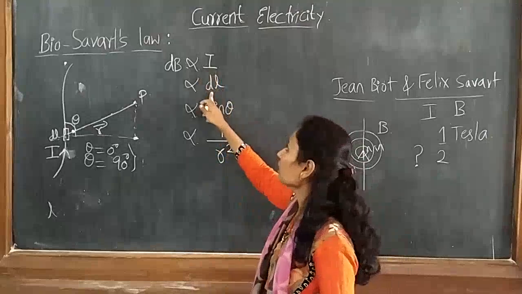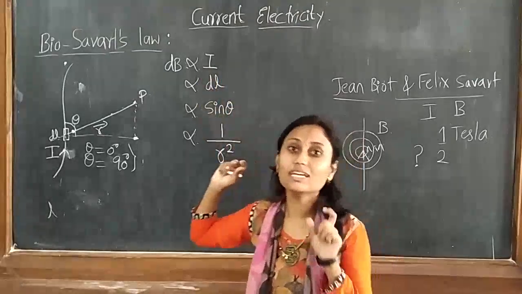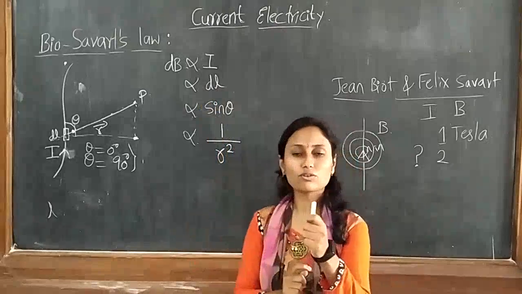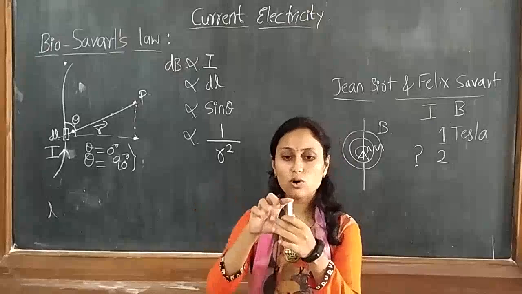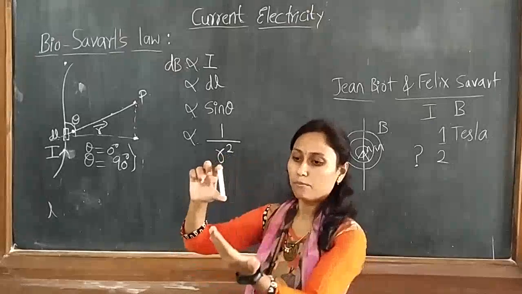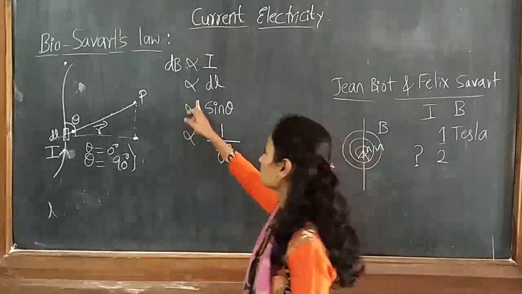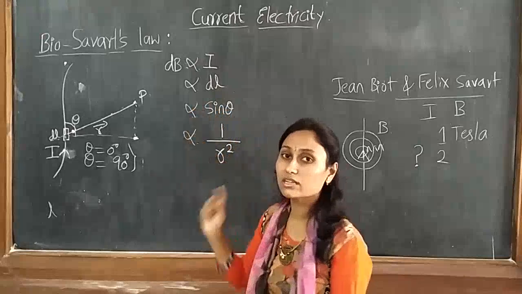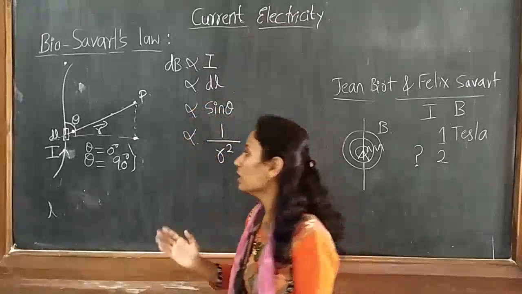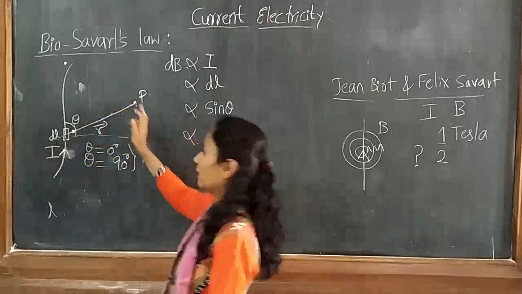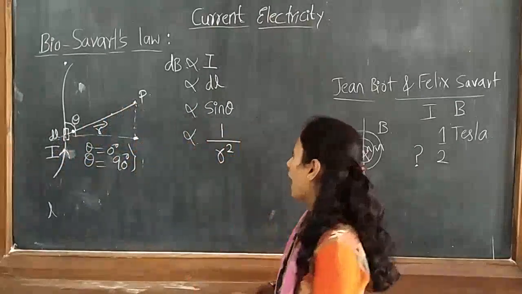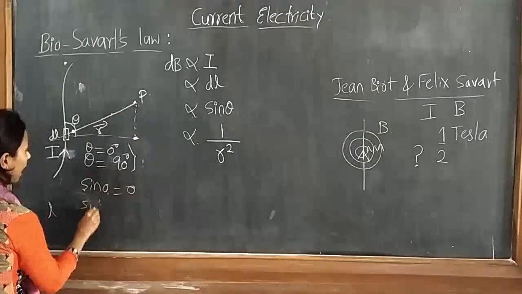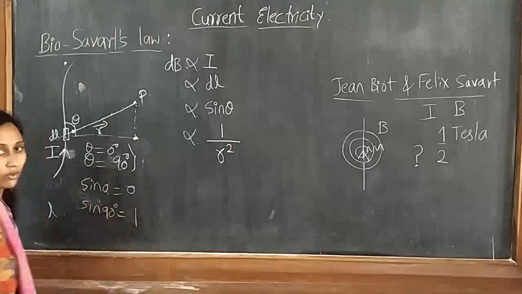And the second thing is it depends upon the length of the current element, isn't it? As the length increases, if you take a small length, a small magnetic field will be produced. So if we take a higher length of the conductor, the maximum magnetic field will be produced. That's why it depends upon the length of the current element. And the third thing, it depends upon the angle between the current element and the point P. As for the sin theta value, sin 0 is equal to 0, and sin 90 degrees is equal to 1.